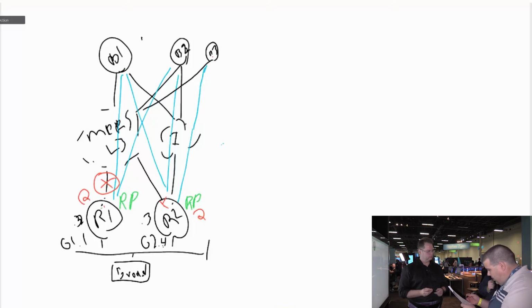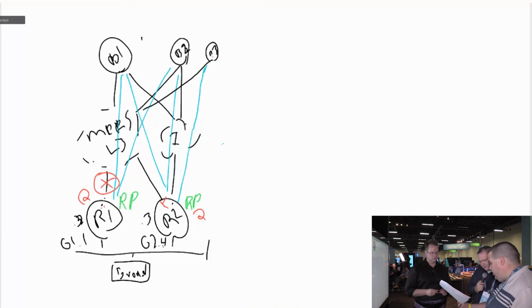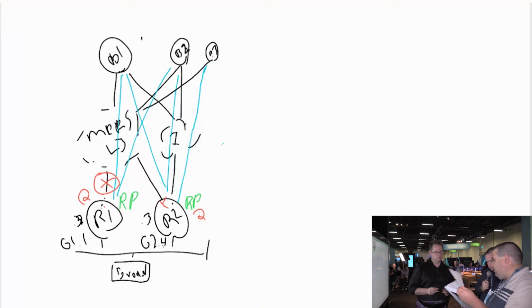So that was answer A, right? I think that was A for 7. Modified A, but A for 7. Yep. So we're going to go to question 8. What is the most appropriate multicast delivery option for this customer? We have A, which is ASM, B is BIDR, C is DM, and then D is SSM.